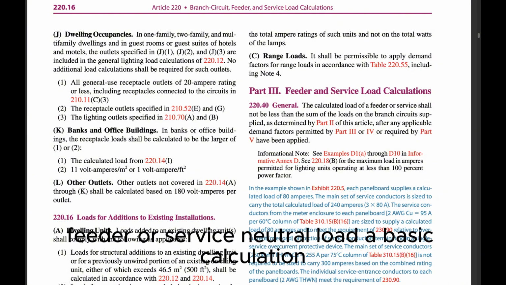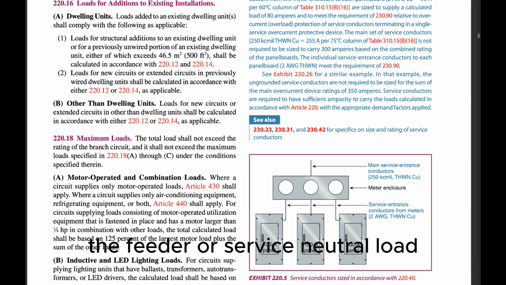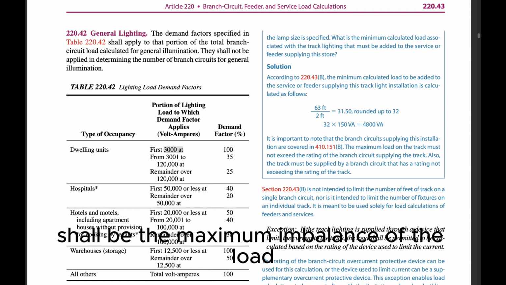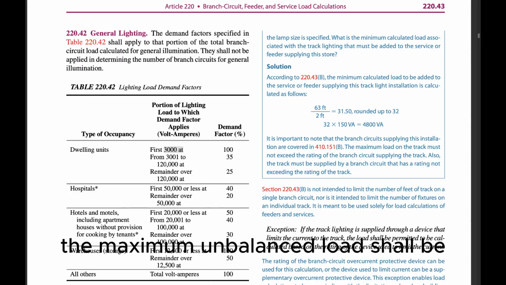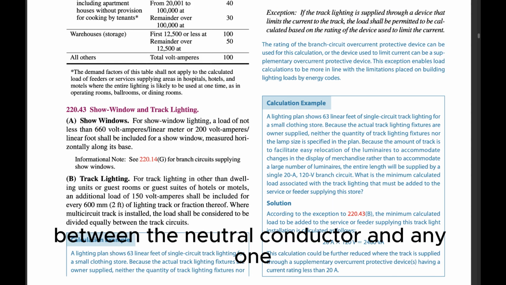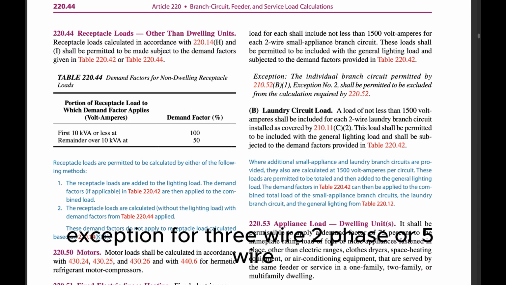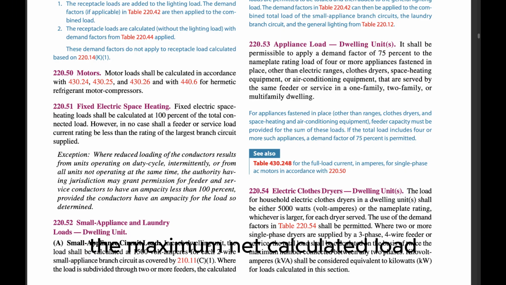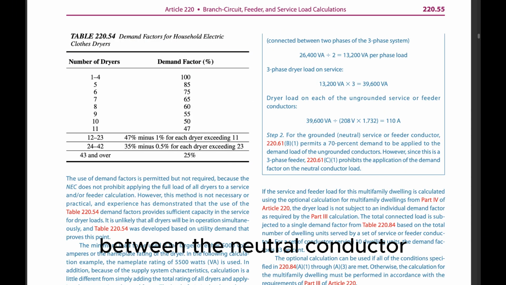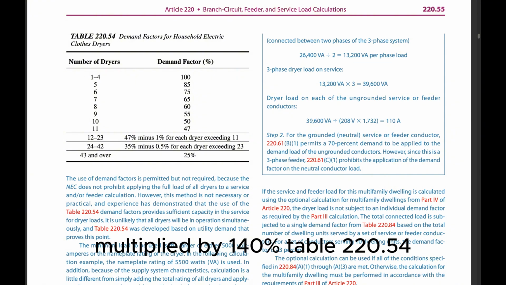220.61 Feeder or service neutral load. A. Basic calculation. The feeder or service neutral load shall be the maximum imbalance of the load determined by this article. The maximum imbalance load shall be the maximum net calculated load between the neutral conductor and any one ungrounded conductor. Exception: for 3-wire, 2-phase or 5-wire, 2-phase systems, the maximum imbalance load shall be the maximum net calculated load between the neutral conductor and any one ungrounded conductor multiplied by 140%.